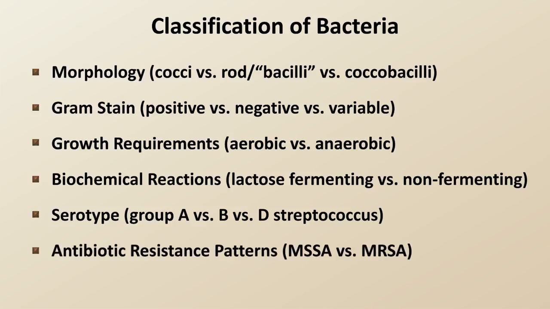Within a single species of bacteria, further distinction can be made based upon antibiotic sensitivity. For example, methicillin-sensitive versus methicillin-resistant strains of Staph aureus. And finally, the most recent development in bacterial classification is rRNA sequence analysis, which has helped greatly with formal taxonomy, but which has no routine clinical application.